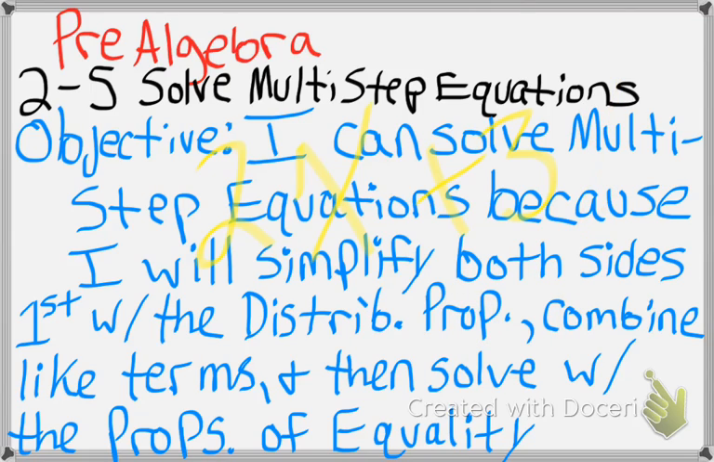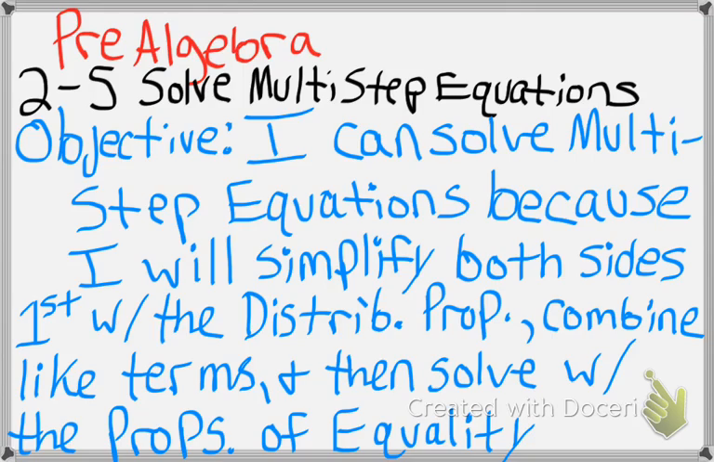And then we're going to solve from there with the properties of equality, meaning at that point, it's going to look exactly like the questions we did in 2-3, solving equations with the variable on both sides. I totally just said 2-3 and meant 2-4. Solving equations with the variable on both sides.